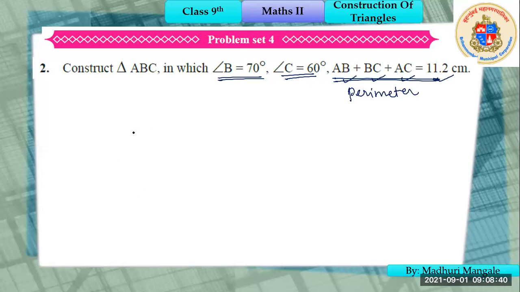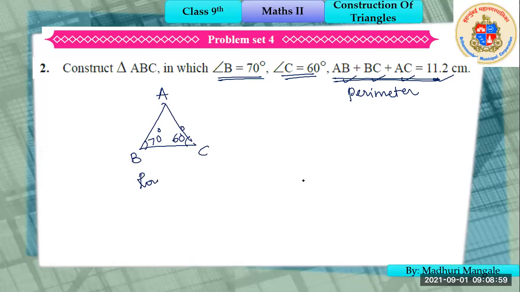First, draw the rough diagram. In the rough diagram, you can just mention that this is triangle ABC with angle B being 70 degrees and angle C being 60 degrees. No need to draw the perimeter here, right? But you need to mention that this is a rough diagram.